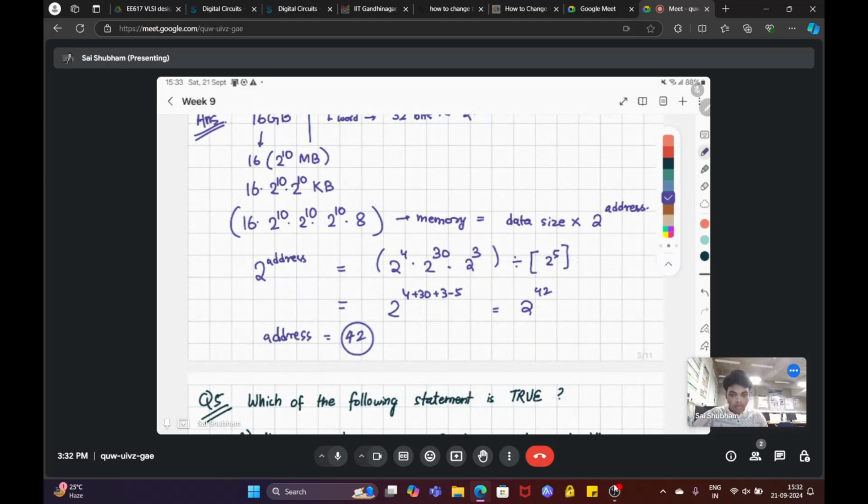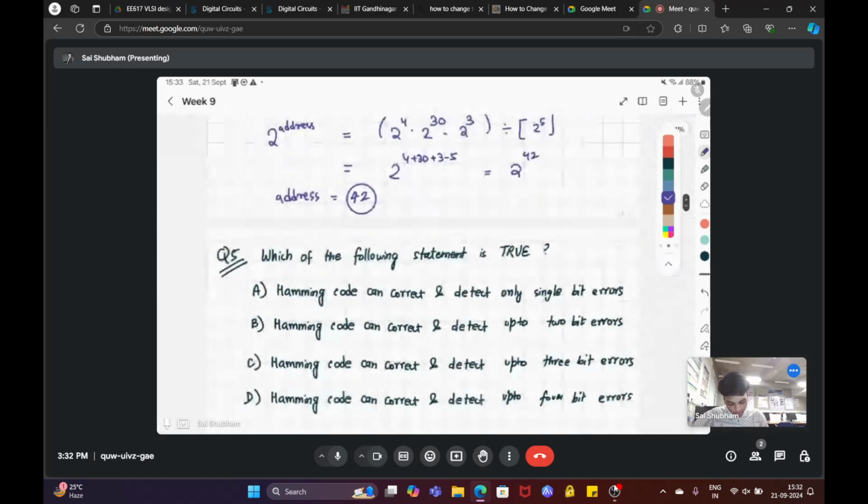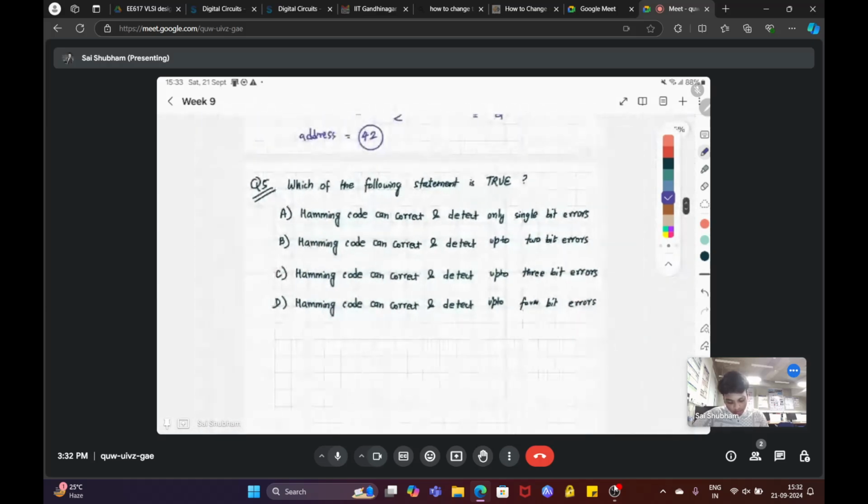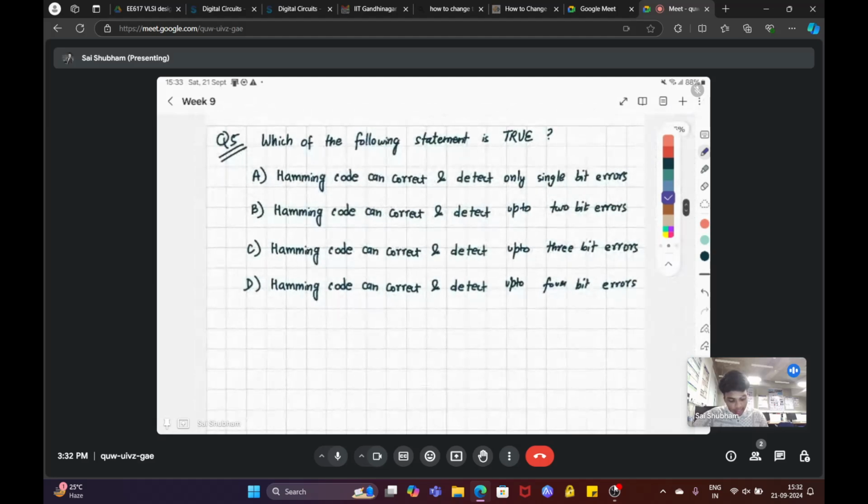Okay. So the next question is, which of the following statements is true? Hamming code can correct and detect only single bit errors. Hamming code can correct and detect up to 2-bit errors. Hamming code can correct and detect up to 3 bits and 4 bits.